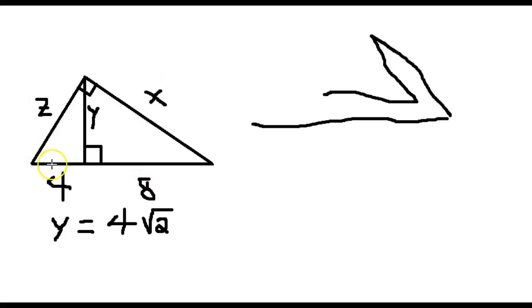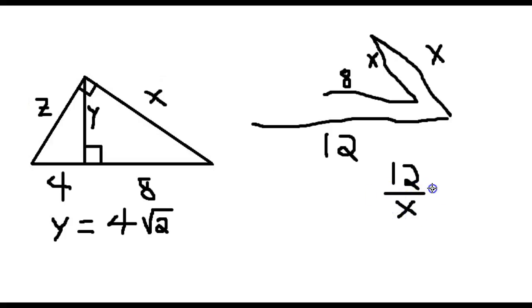We add them together and get the overall hypotenuse, which is 12, because 4 plus 8 is 12. The long leg is x. The long leg, once again, is x. And then the long part was 8. So that allows us to write the proportion 12 over x is equal to x over 8.